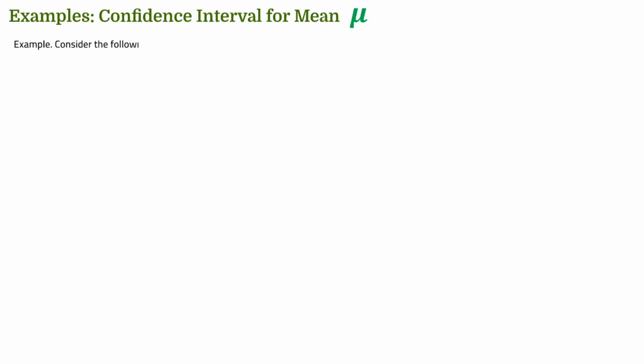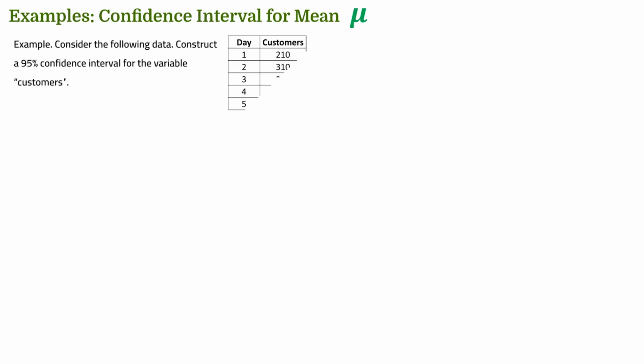More examples. Consider the following data. Construct a 95% confidence interval for the variable customers. Here's the data. There are 5 days and the number of customers in each day has been recorded over here. Obviously, we don't have any information on the variance, so sigma is unknown. We have to use t and s.